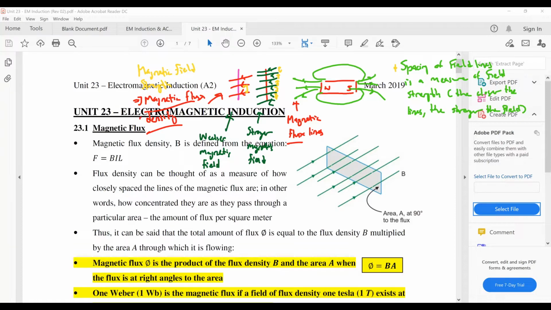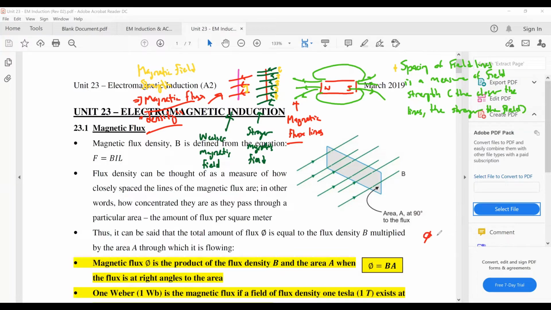When we talk about density, it's talking about how much you can find something in a given something, right? Like the concept of density you learned in AS is the amount of mass that you can find in a given volume. So the magnetic flux density here refers to the amount of magnetic flux you can find in a given area. That amount of magnetic flux you can find in a given area represents your magnetic field strength, how strong it is.